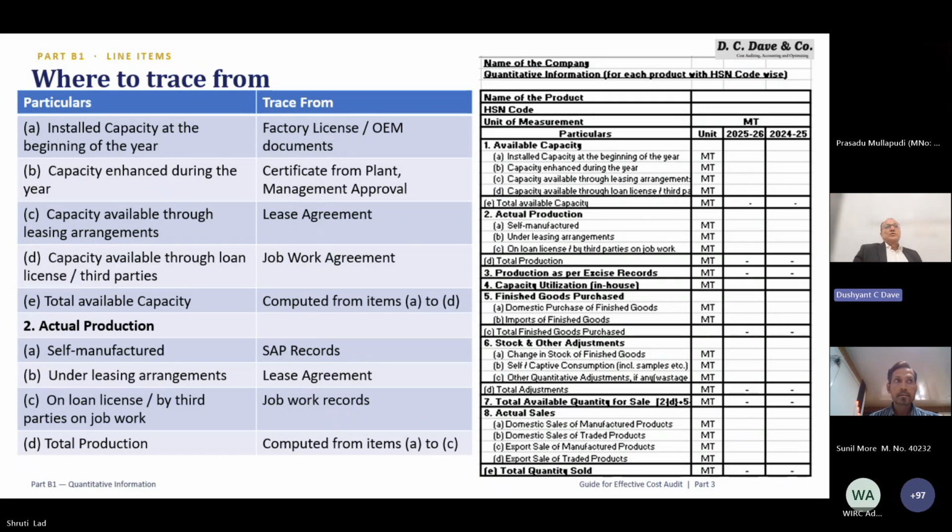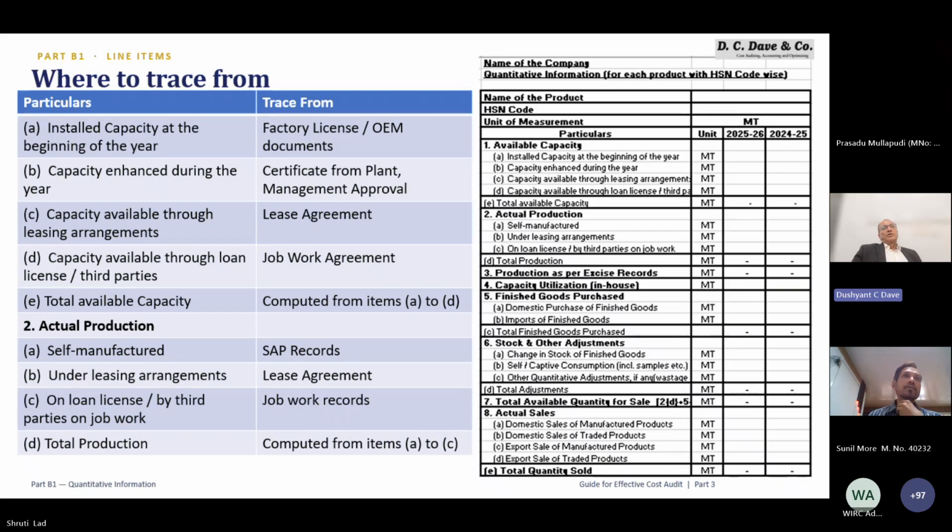Capacity available through leasing arrangements. We have a number of products, in the case of pharmaceuticals, or for that matter many companies in FMCG, that they lease out. They don't set up their own factory. They will do the contracting, and in that case you have capacity available, yes, but not in your own plant, but outside your plant. For that there is a lease agreement, and you can ask for a copy of the lease agreement.